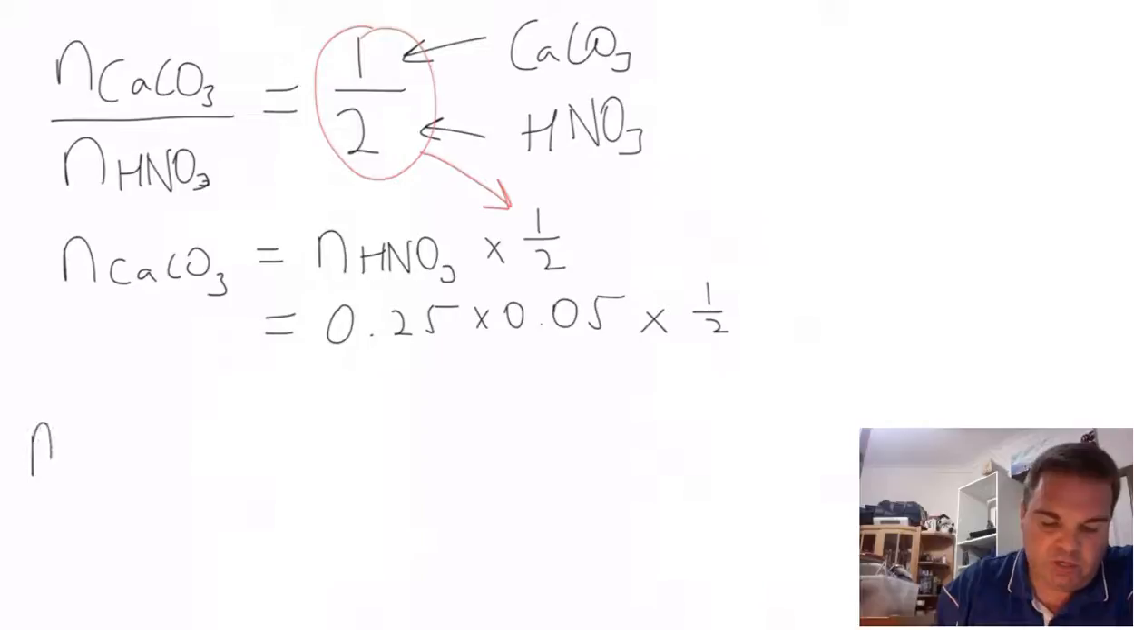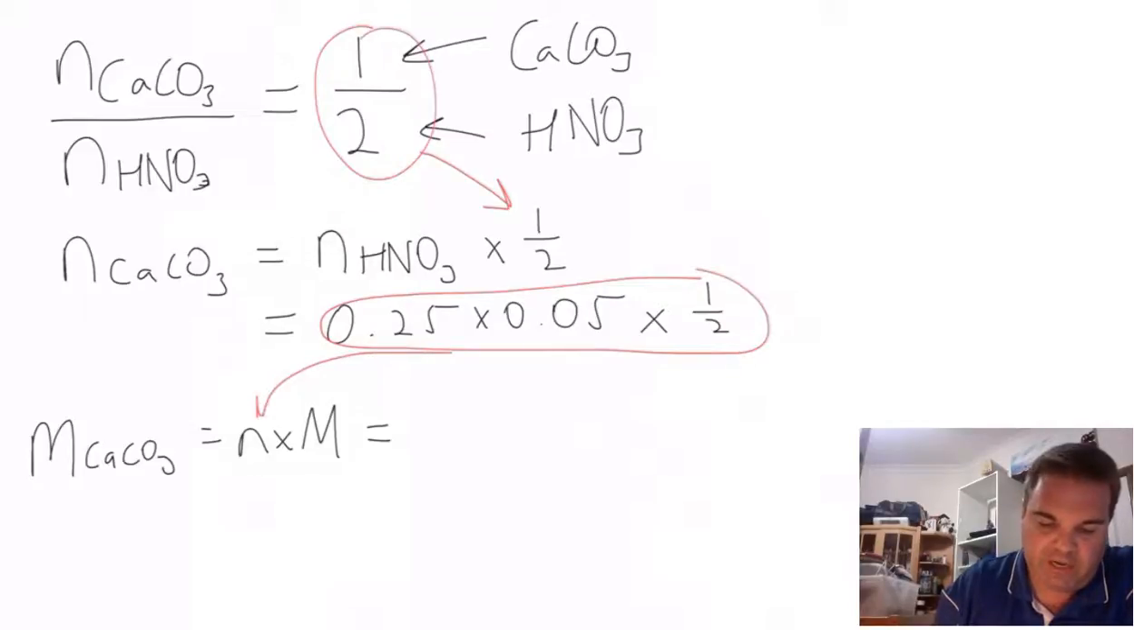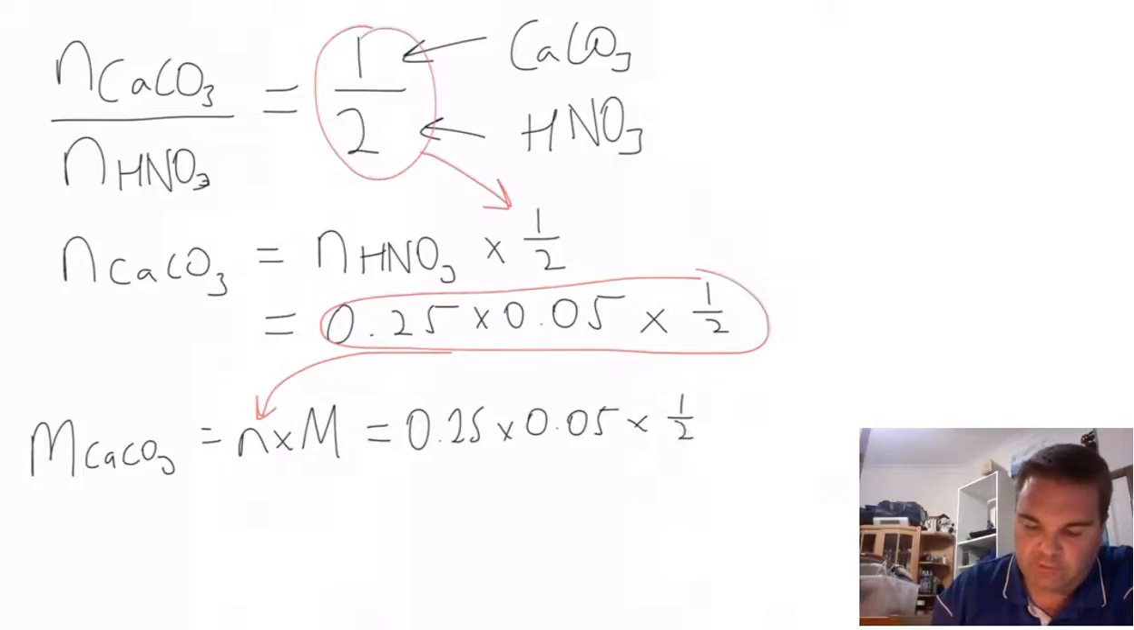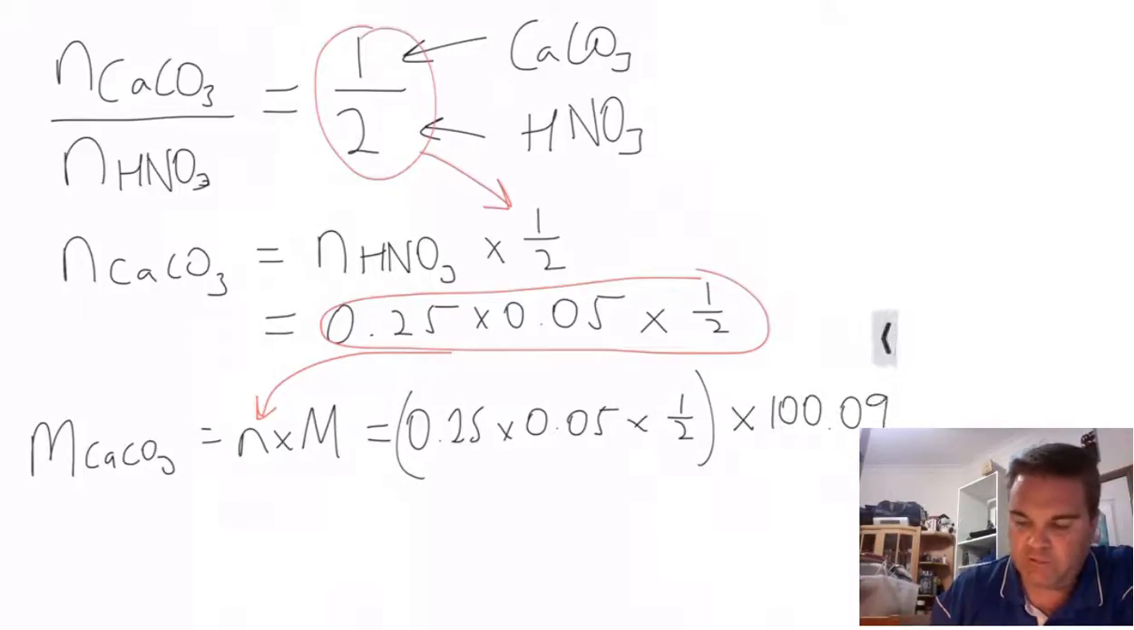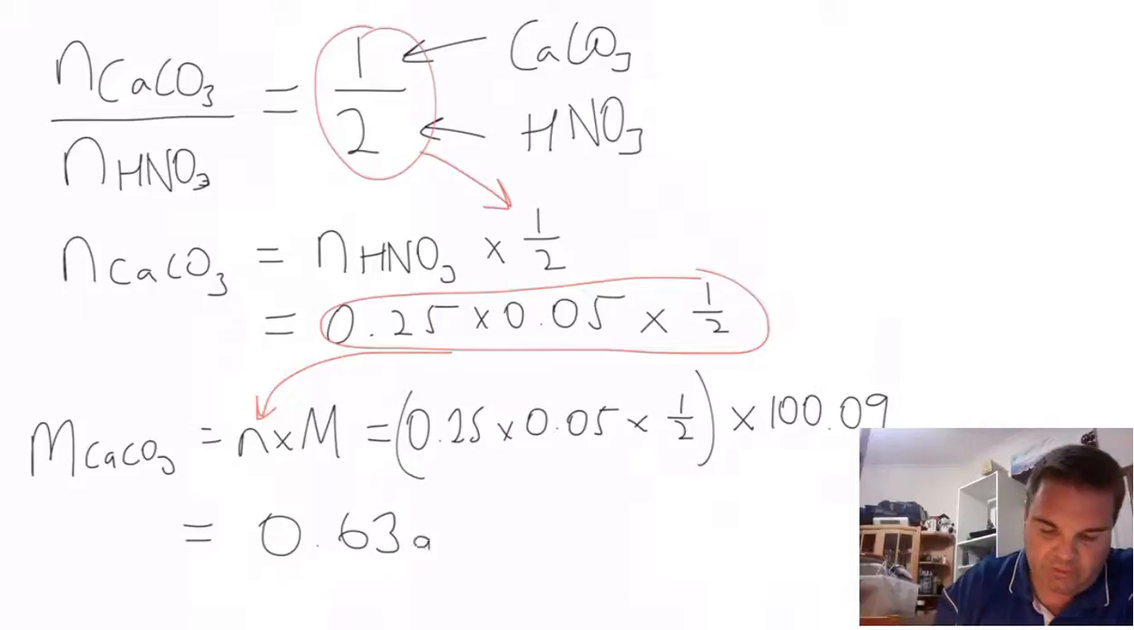If you remember what we determined, the mass of calcium carbonate is going to be number of moles times molar mass. We now know our number of moles, which is here, so we're going to put that into our equation here, and we know the molar mass that we had from earlier, which was 100.09. So it's 0.25 times 0.05 times 1 over 2. That's the number of moles from up there, and we're going to multiply that by a molar mass of 100.09. If you put that into your calculator, remember if you've been doing this step by step to answer the previous ones, you don't round off. You should have hopefully got a value of 0.63 grams.